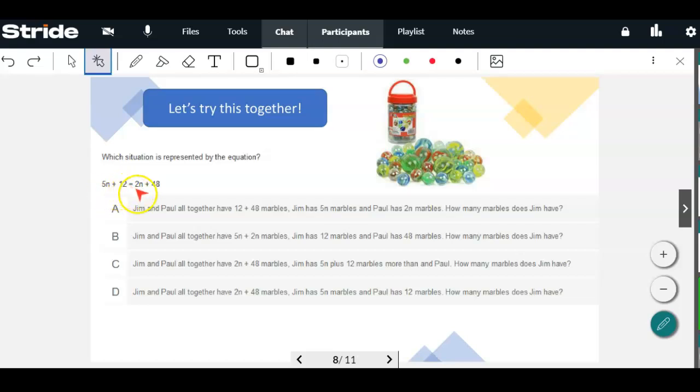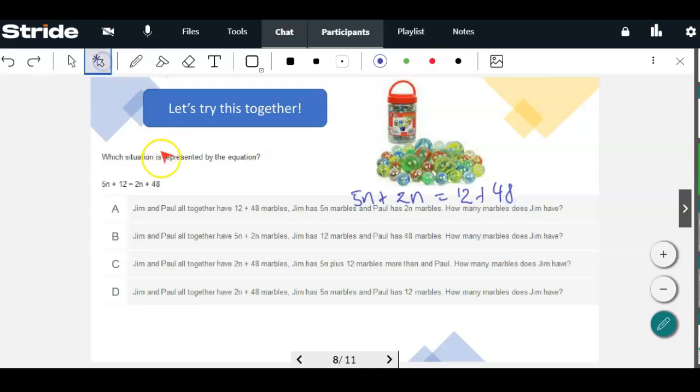So 5n plus 12 equals 2n plus 48. And we're trying to figure out the situation. So it says Jim and Paul all together have 12 plus 48 marbles. Okay, so if you put that together, that would have to be on the same side, and they're on different sides. Jim has 5n marbles and Paul has 2n. How many marbles does Jim have? So that equation would look like 5n plus 2n is equal to 12 plus 48.